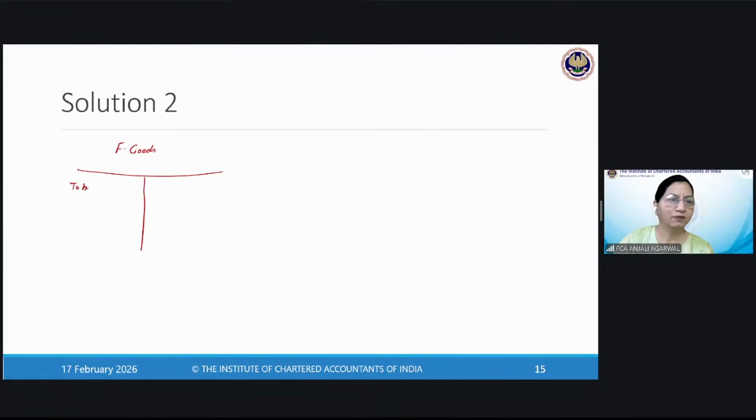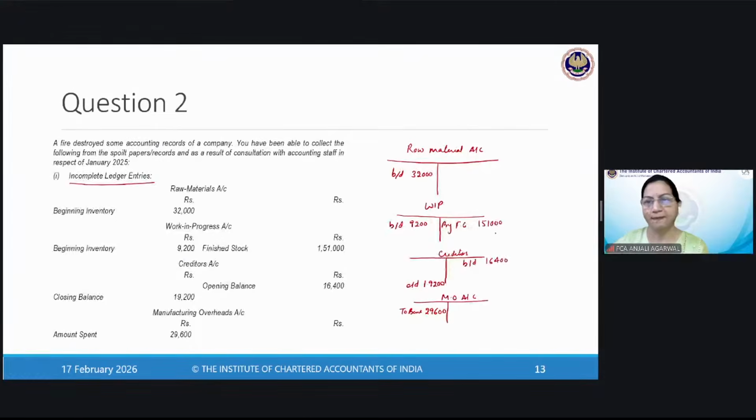To balance brought down 24,000 and by balance carried down 30. But remember that we had how much units moving to finished goods, past this entry.